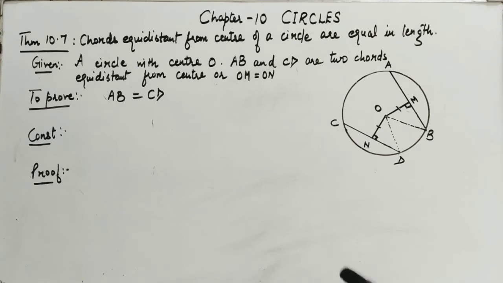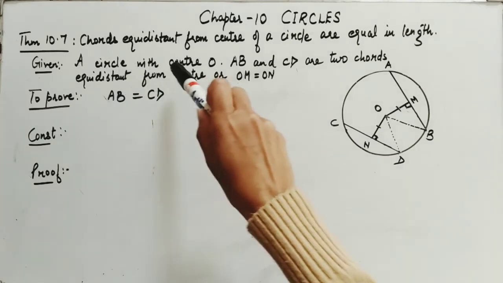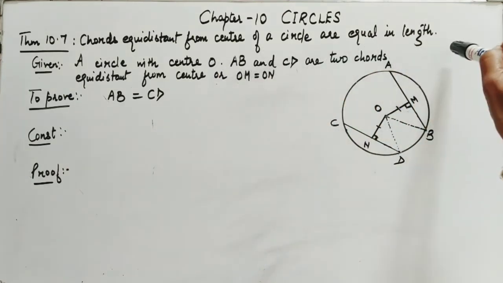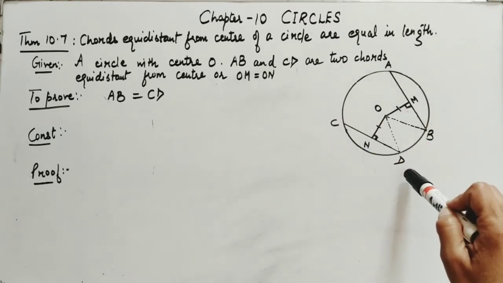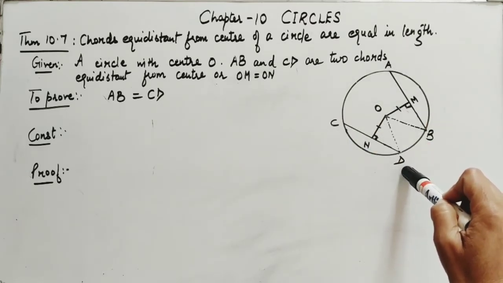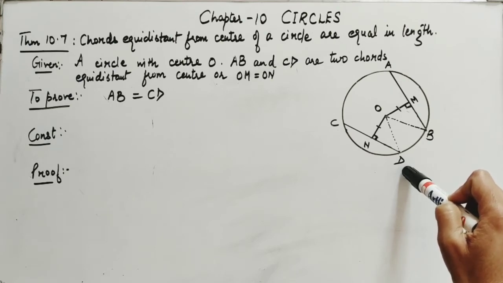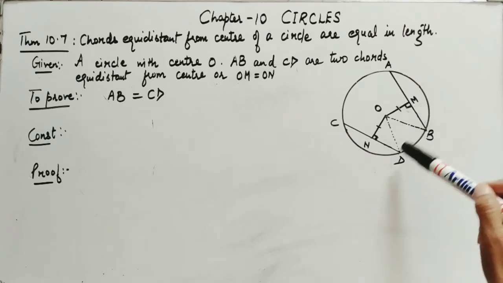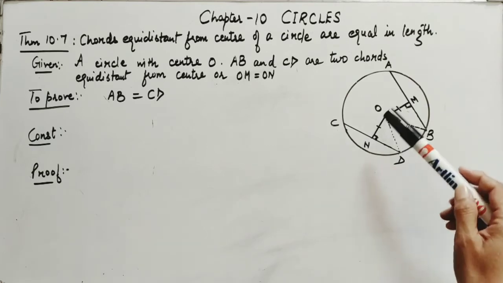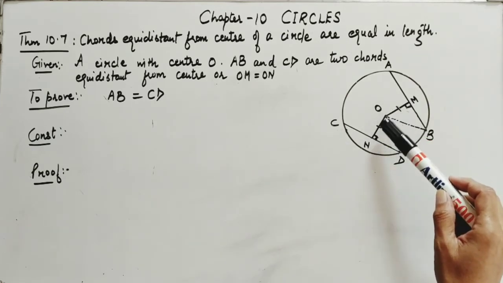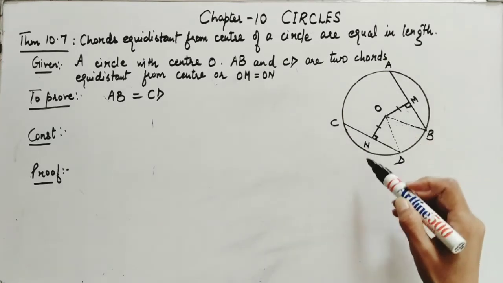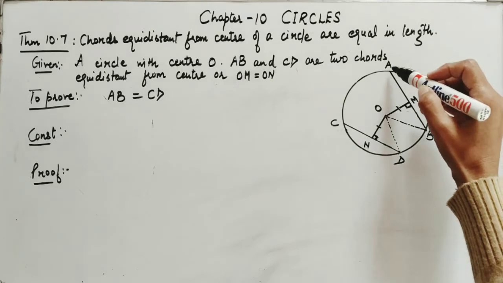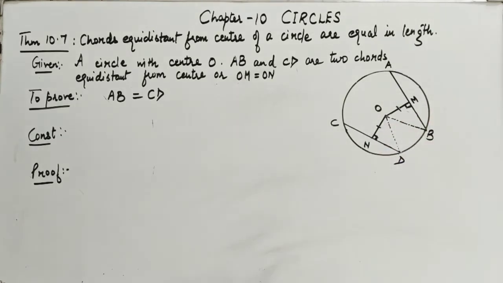Well, the next one is the converse of what we did in 10.6. It says chords equidistant from the center of a circle are equal in length. Look at the figure. There's the same circle, AB and CD are two chords. They are equidistant from the center. Now, as we have already discussed, whenever we check the distance of any line from any point, it is always the perpendicular distance. So OM and ON are equal. This is given. We are asked to prove that these chords are also of equal length.